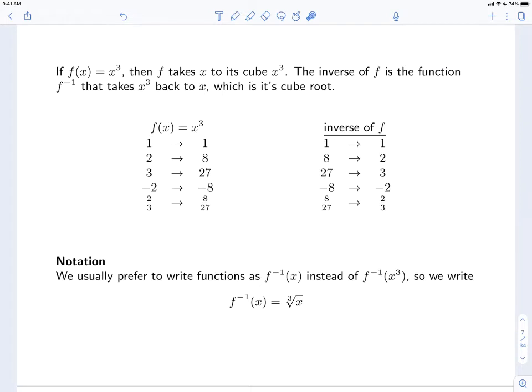So we don't normally write a function as f inverse of x cubed. Normally we would write f inverse at x. So we write f inverse of x is the cube root of x. And since each real number has exactly one real cube root, this is a well-defined operation that takes a number to its cube root, so it is a function.